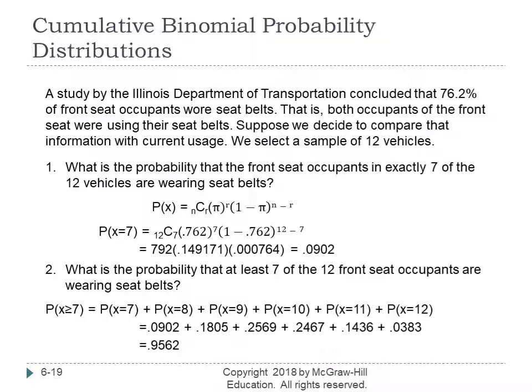Very close enough to 1, and there's a high probability that there will be 7 or more cars that have occupants that are wearing seat belts. There is a table in your book, or at least one of the prints of the book that we use, that has a table for cumulative distributions for the binomial distribution.